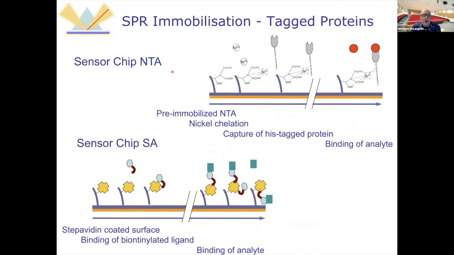So other types of chips would be, say, with the NTA. That's essentially like a nickel column, where you attach nickel, and your hexahis protein comes on and is just attracted onto the nickel. With streptavidin, the chip already comes with streptavidin attached, and so anything biotin-related ligand will come in and be permanently attached there, and then you can flow across your analyte.